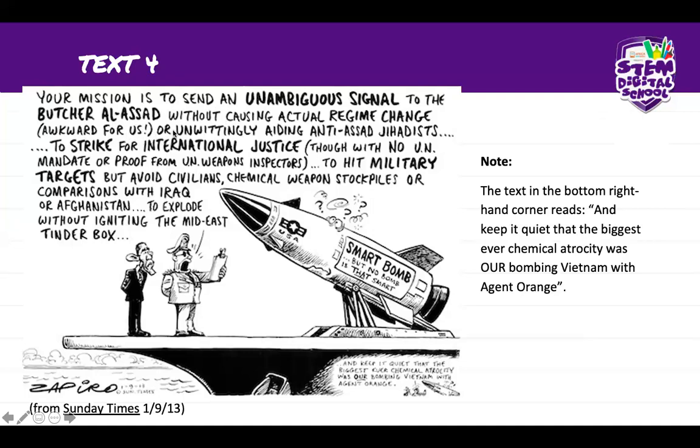Or unwittingly aiding anti-Assad jihadists to strike for international justice, though with no UN mandate or proof from UN weapons inspectors, to hit military targets but avoid civilians. Chemical weapon stockpiles or comparisons with Iraq, or Afghanistan, to explode without igniting the Mideast tinderbox. Look at that there.